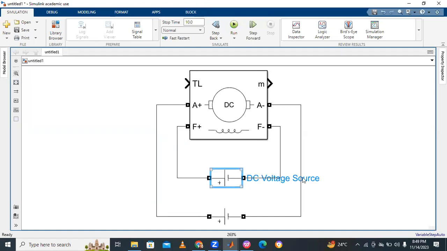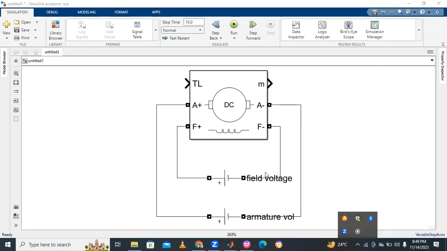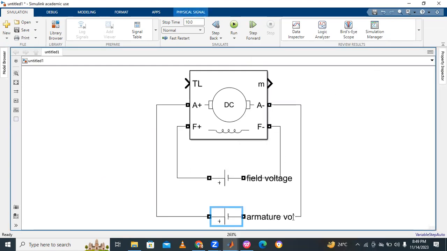This is our field voltage, field voltage excitation. Okay, this is called our field voltage. And next, this one is the armature voltage, right here. Field voltage and armature voltage, these are the two voltages.